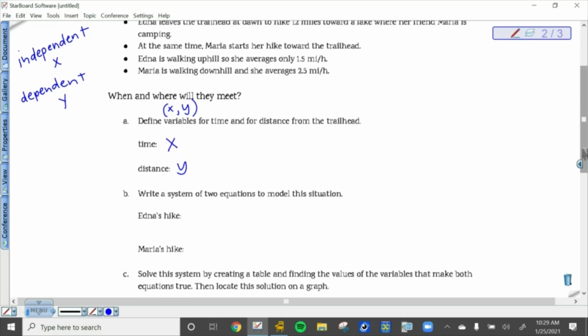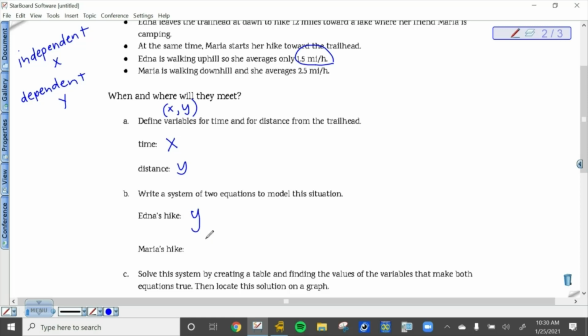Okay. So let's write two equations now to model Edna's hike and Maria's hike. For Edna, her distance is going to be dependent on two things. It's going to be dependent on her speed and on the amount of time that she walks. So what was Edna's speed? 1.5 miles per hour. So let's write this. We have our distance, that's y.